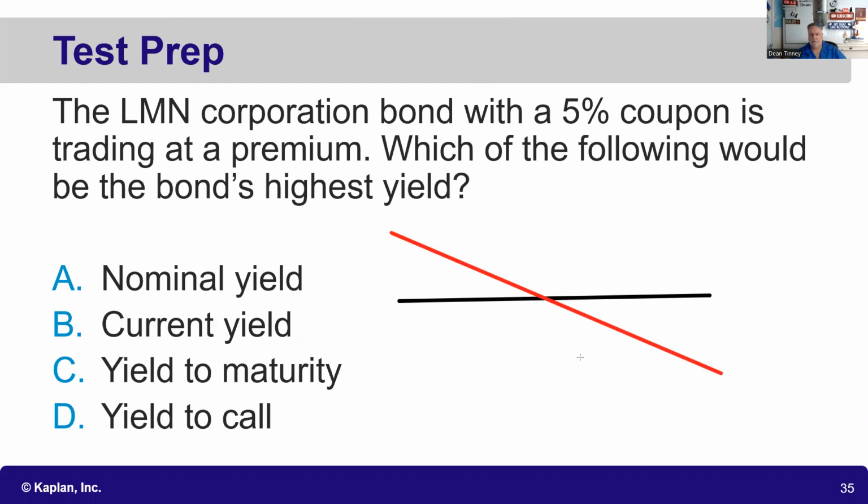That's the fulcrum of the seesaw. That's going to be 5% here. And then we know from the seesaw that these other yields are going to be the current yield, the yield to maturity, and yield to call. And here it's asking me which would be the highest, and it looks like it's going to be the nominal yield, also known as the fixed or stated rate of return, also known as the coupon.